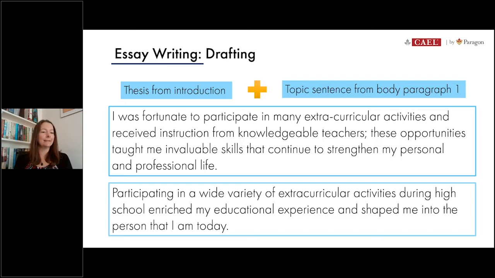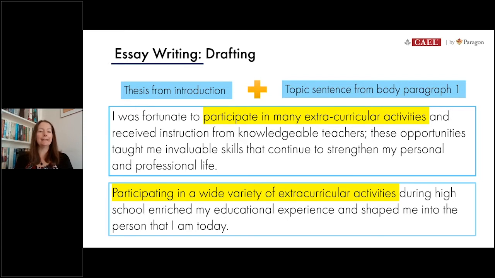So here we go. It says, "I was fortunate to participate in many extracurricular activities and received instruction from knowledgeable teachers. These opportunities taught me invaluable skills that continue to strengthen my personal and professional life. Participating in a wide variety of extracurricular activities during high school enriched my educational experience and shaped me into the person that I am today." I think that will work. I think that flows quite nicely from one paragraph into the next.